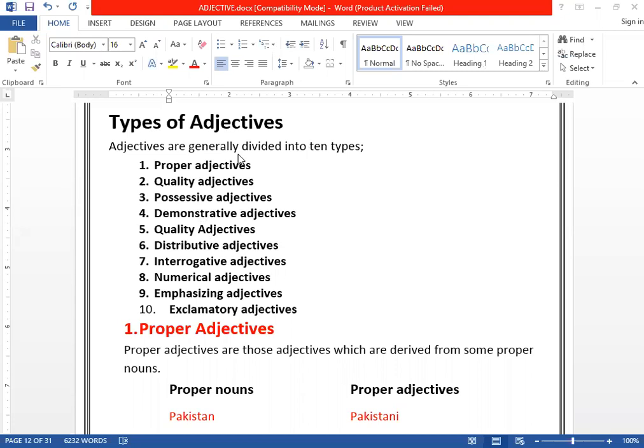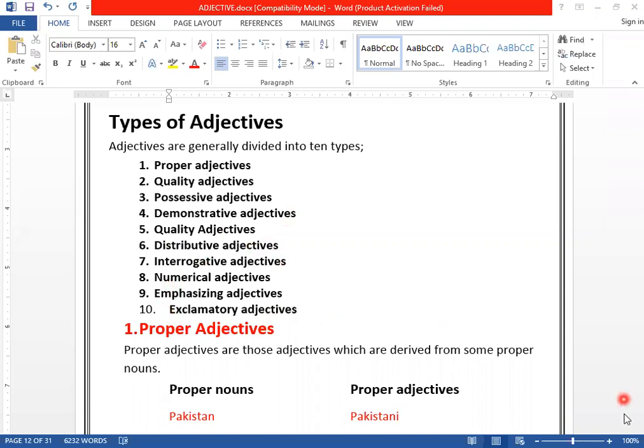According to the types of adjectives, how many types does it have? 10 different types. Clear? So you can see on your screens, there are proper adjectives, quality adjectives, possessive adjectives, demonstrative adjectives, distributive adjectives, interrogative adjectives, numerical adjectives, emphasizing adjectives, exclamatory adjectives. So these are the 10 different types of adjectives. Now we will study each of these types one by one, clear?